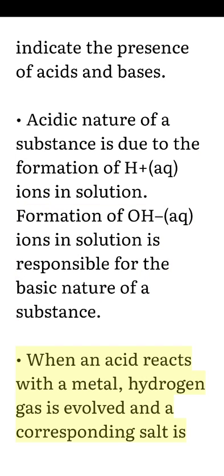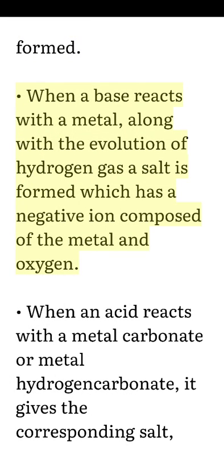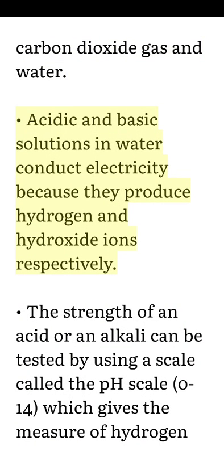When an acid reacts with a metal, hydrogen gas is evolved and a corresponding salt is formed. When a base reacts with a metal, along with the evolution of hydrogen gas, a salt is formed which has a negative ion composed of the metal and oxygen. When an acid reacts with a metal carbonate or metal hydrogen carbonate, it gives the corresponding salt, carbon dioxide gas and water. Acidic and basic solutions in water conduct electricity because they produce hydrogen and hydroxide ions respectively.